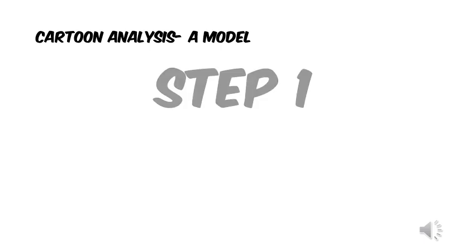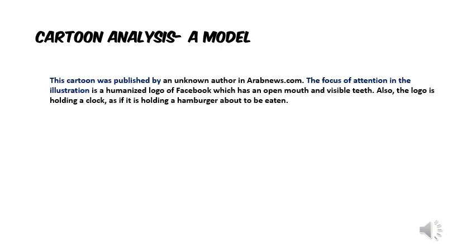So, after taking a close look at the cartoon, we are going to see, step by step, how we would write an analysis of this illustration or cartoon. In blue, you are going to see the expressions from the previous chart and where they fit. In step 1, which is the first paragraph, we talk about the source where we found the cartoon. This cartoon was published by an unknown author in arabnews.com. And then we describe what is observed in it.